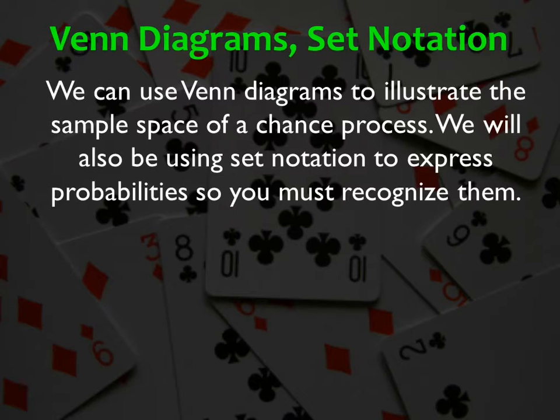We can use Venn diagrams to illustrate the sample space of a chance process. We will also be using set notation to express probabilities, so you will have to learn to recognize them, not just the sets themselves, but also the symbols and the notations that go with them.